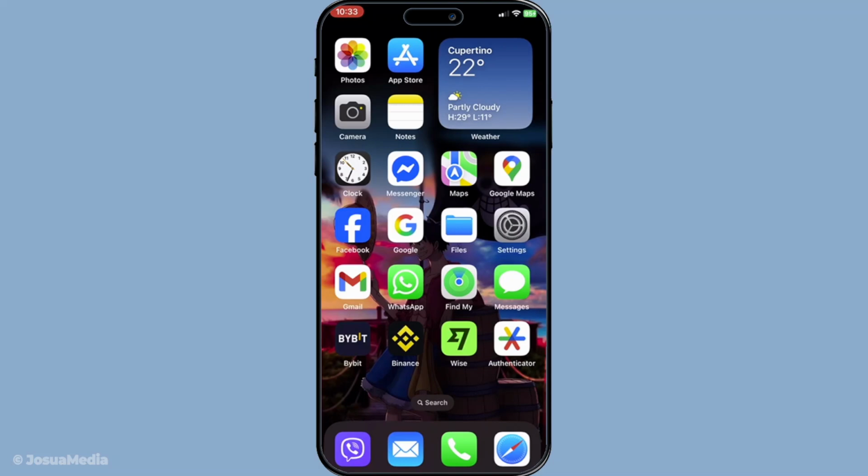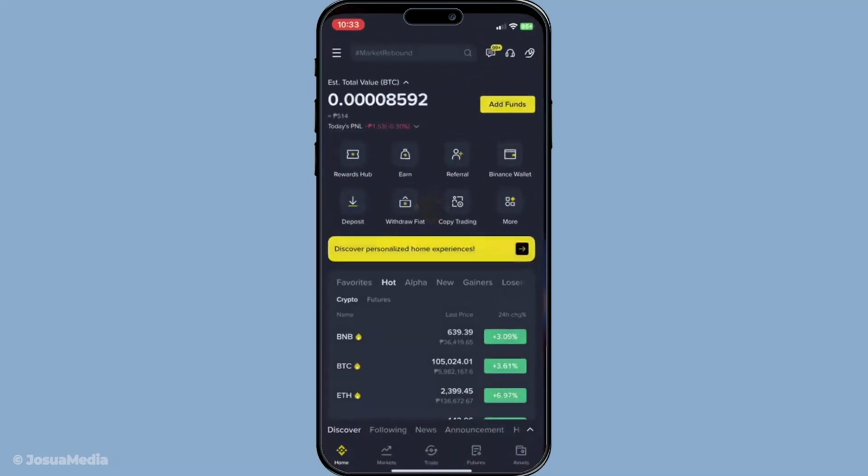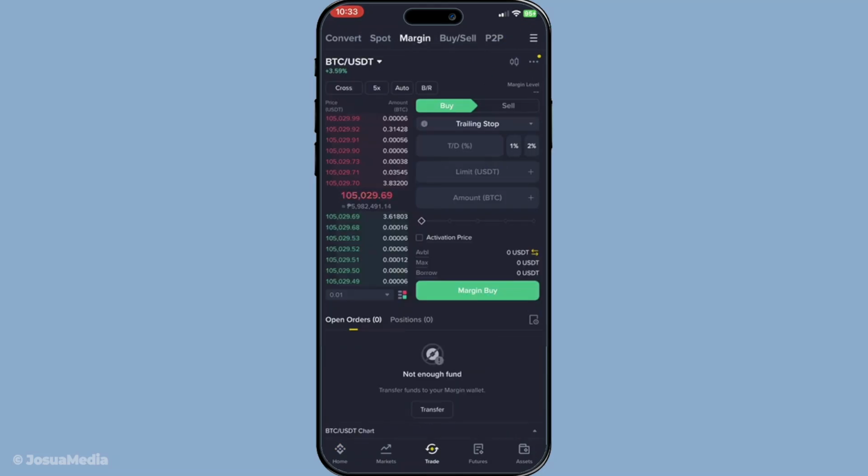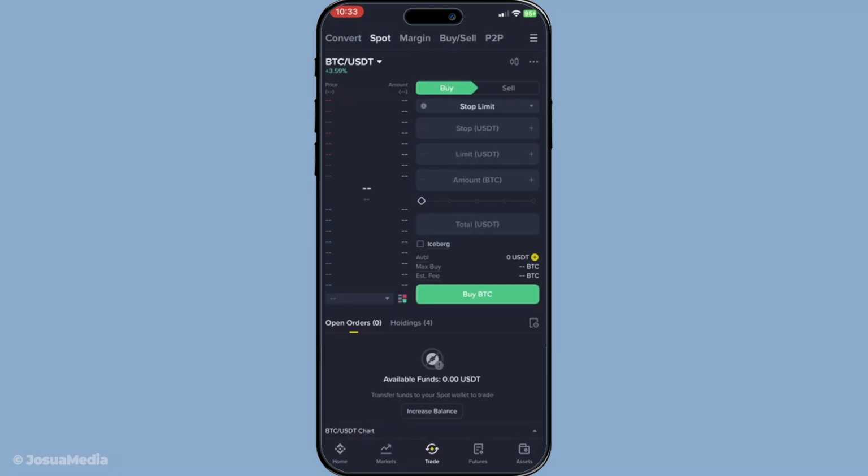First things first, to begin the process, open up the Binance app on your device. You'll want to navigate directly to the Trade tab and from there select Spot. Spot trading is essentially buying and selling digital assets directly, and it's a fundamental method used by many traders. It's straightforward and a great starting place for beginners as you physically own the currencies you trade.